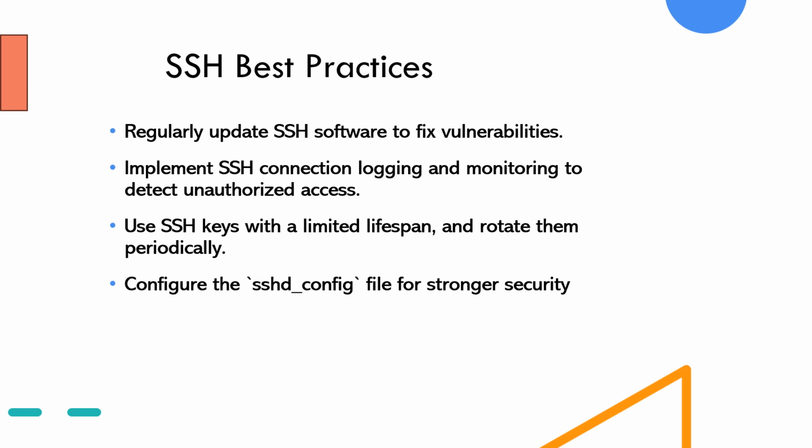SSH best practices. In addition to hardening SSH, follow these best practices. Keep SSH software up to date to patch vulnerabilities. Monitor and log SSH connections to detect unauthorized access. Rotate SSH keys periodically to minimize the risk of compromise. Modify the sshd_config file to enforce security settings such as disabling root login and setting idle session timeouts.